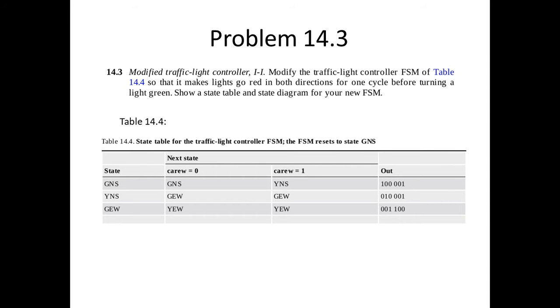For Homework 8, we are given three problems. This is the first problem, 14.3. Here we are to modify a traffic light control finite state machine given in table 14.4 so that it makes the lights go red in both directions for one cycle before turning a light back to green. And we are supposed to show a state table and a state diagram of the finite state machine.